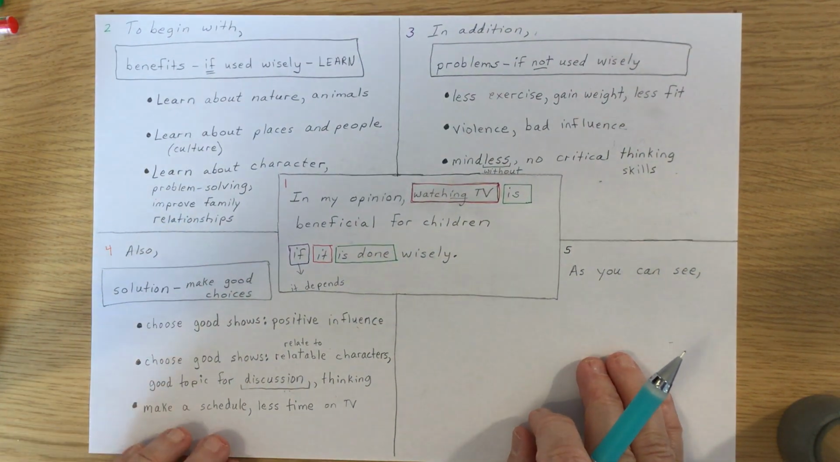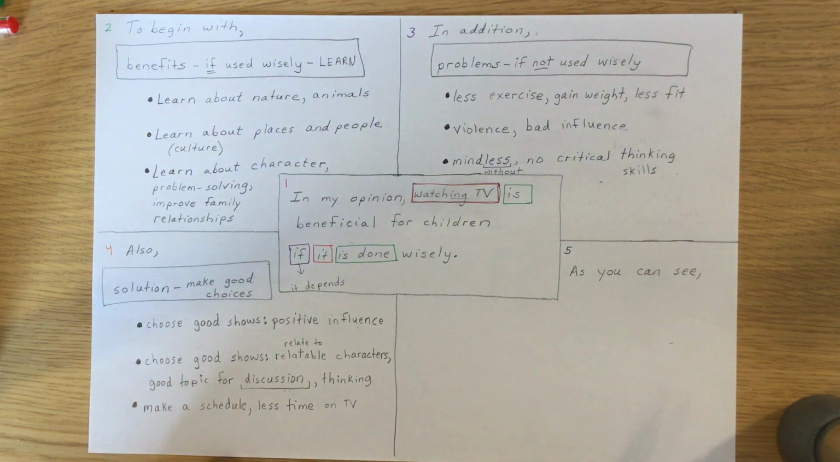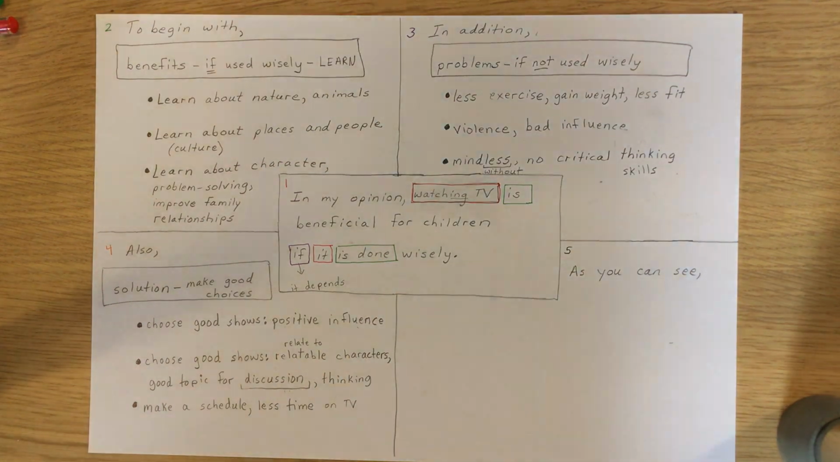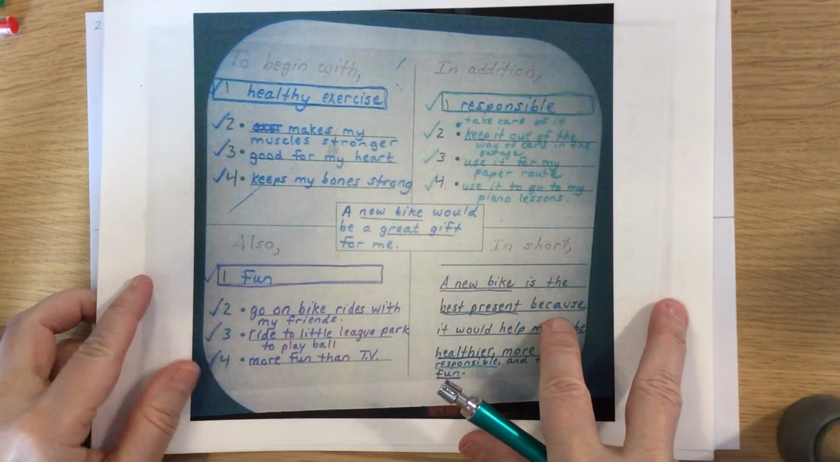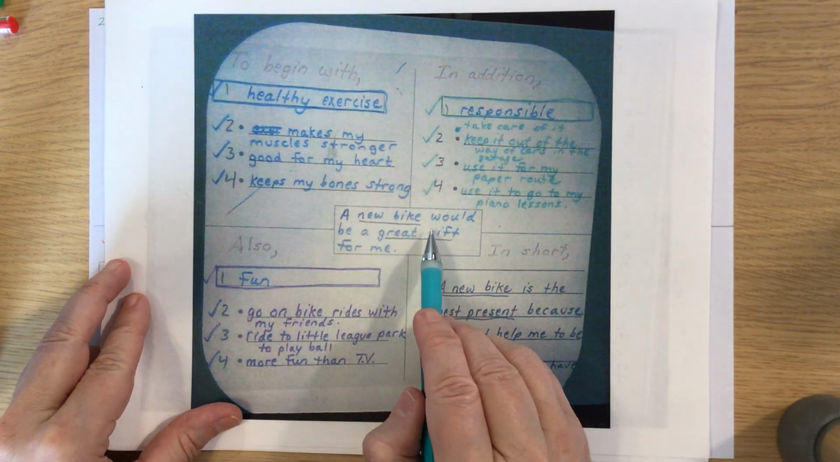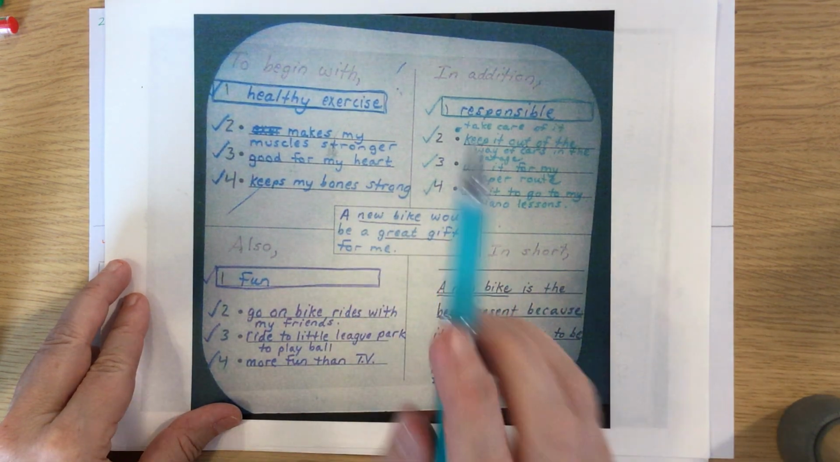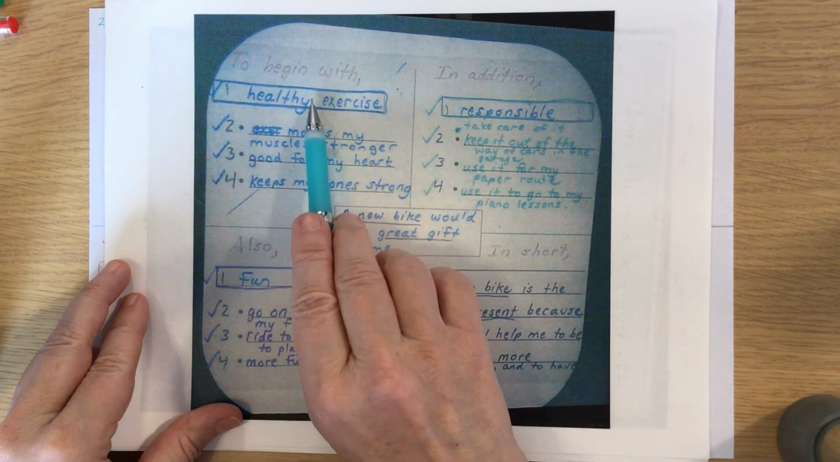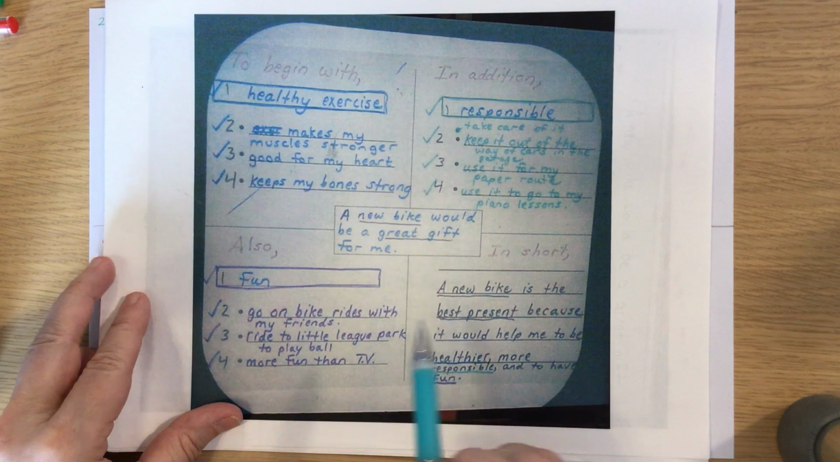This one is a little bit tricky, because I'm not giving... Like in the last video when I said a new bike would be a great gift for me. Let me show you an example of that. In the last one, I said a new bike would be a great gift for me because it would help me be healthier, more responsible, and have fun. So I have 3 separate reasons.